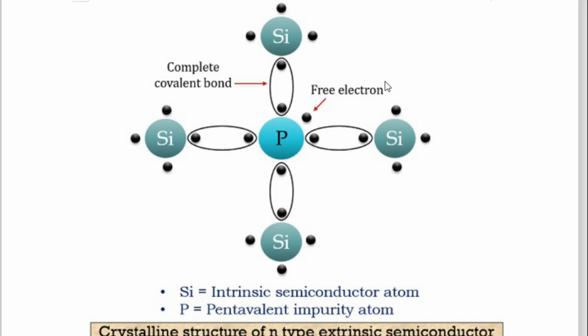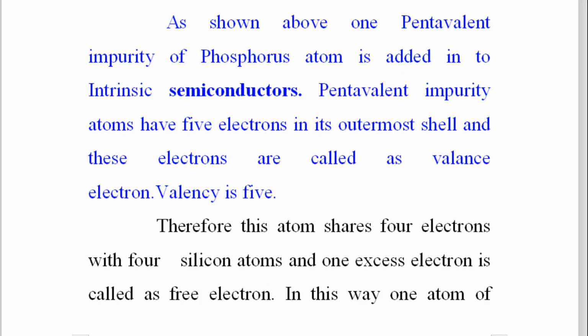And this is very clearly given here. Si, intrinsic semiconductor atom, silicon. P, pentavalent impurity atom, that is phosphorus for example. And here, as shown above, one pentavalent impurity phosphorus atom is added into the intrinsic semiconductor. The pentavalent impurity atom has 5 electrons in its outermost shell, and these electrons are called valence electrons. Valency is 5. Therefore, this atom shares 4 electrons with 4 silicon atoms, and one excess electron is called a free electron.